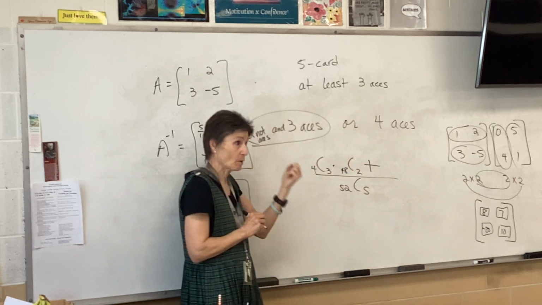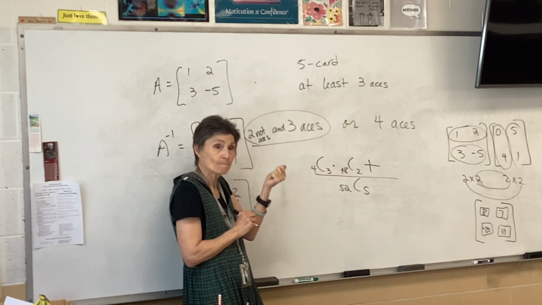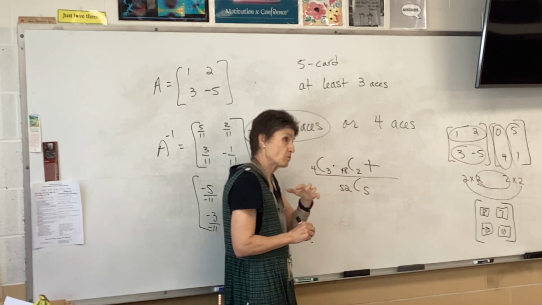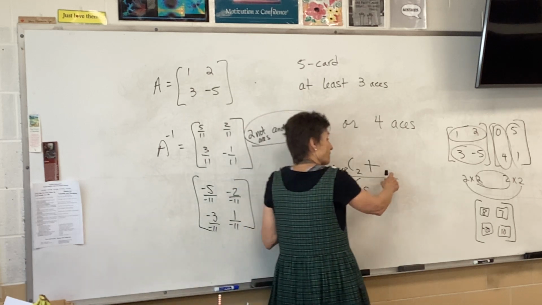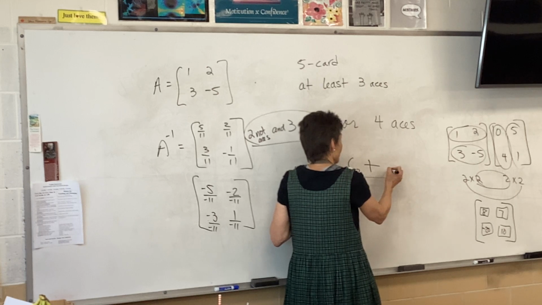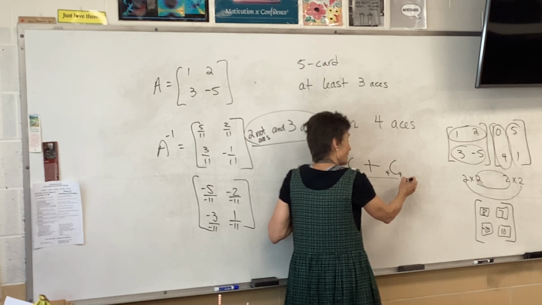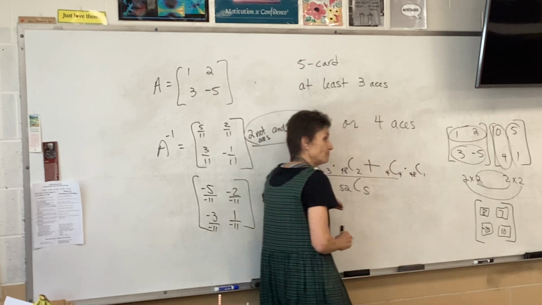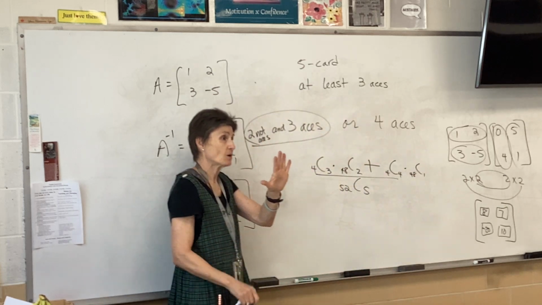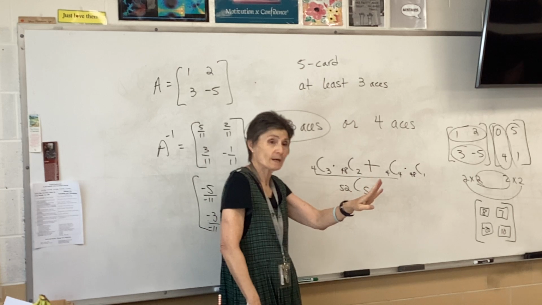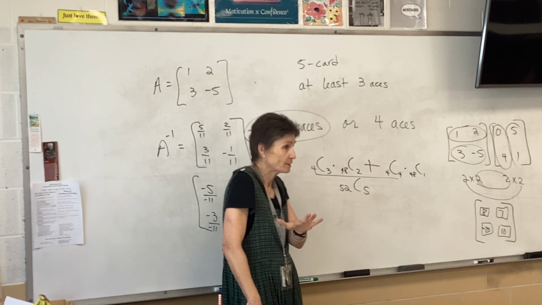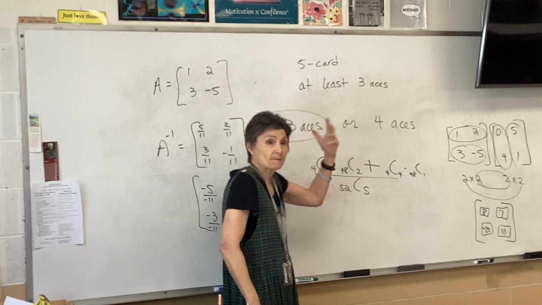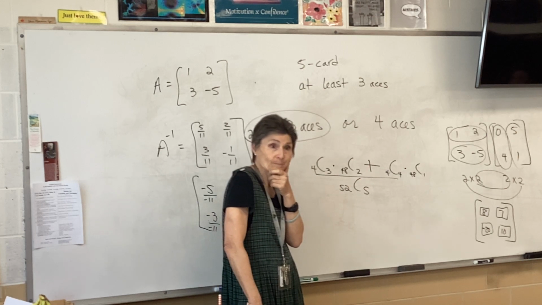Or, remember that with the big old plus? Or we could get 4 aces and 1 other card. So what would that look like? 4 aces and 1 other card. 4C4 and 48C1. Because it's a 5-card hand. If you happen to have all 4 aces, you're still going to have some other card. Right? You type that in on your calculator and that's the answer.